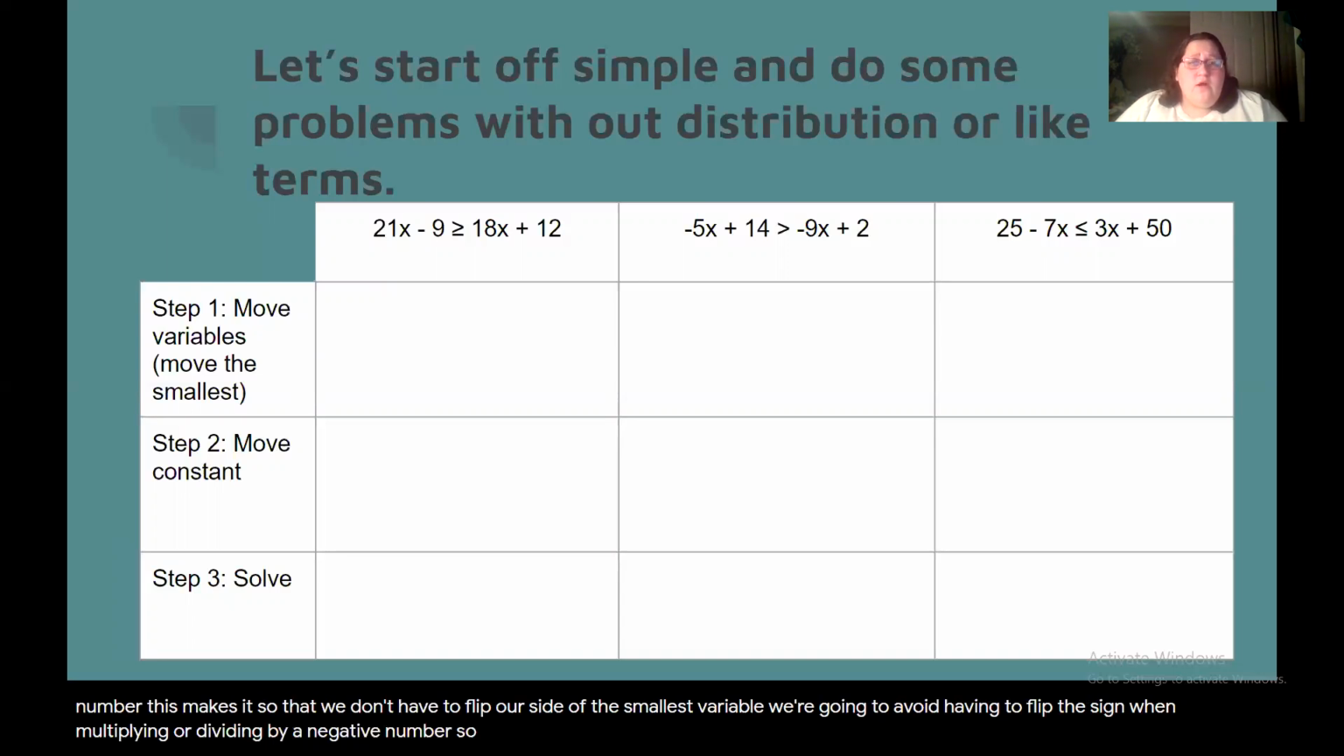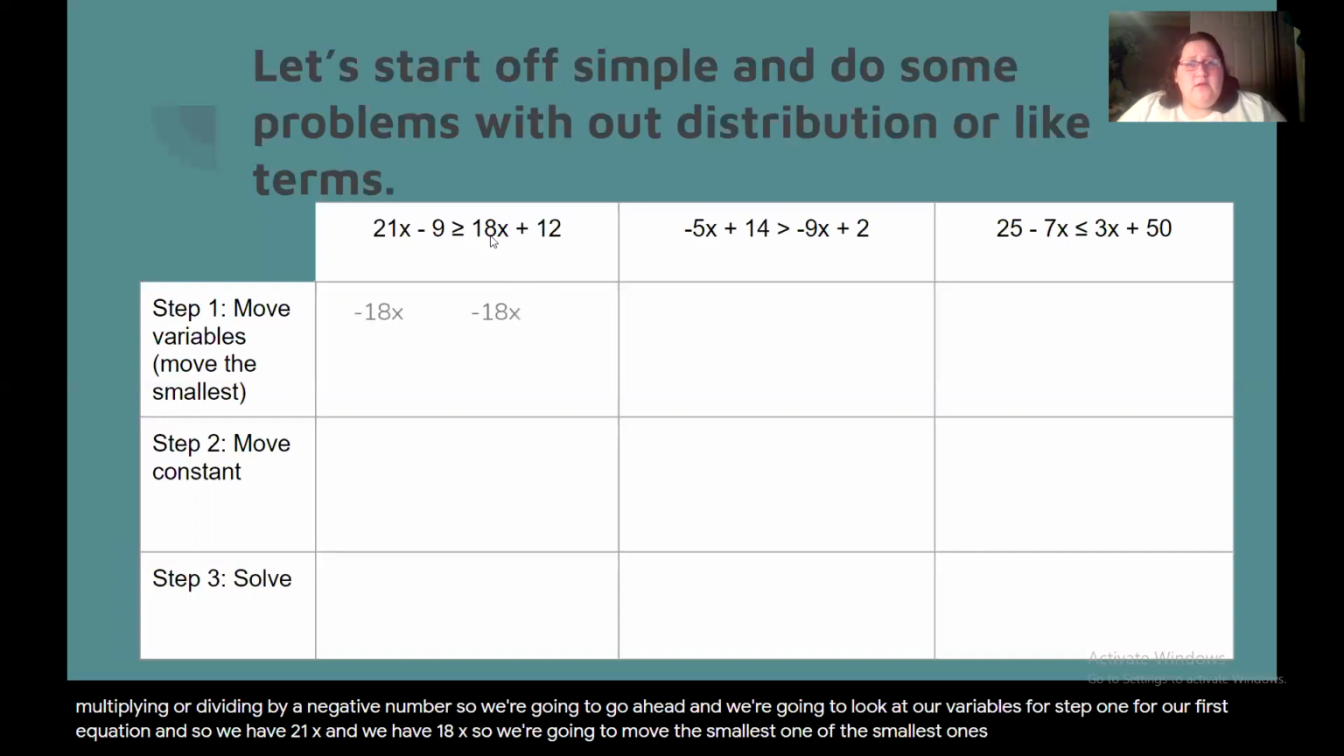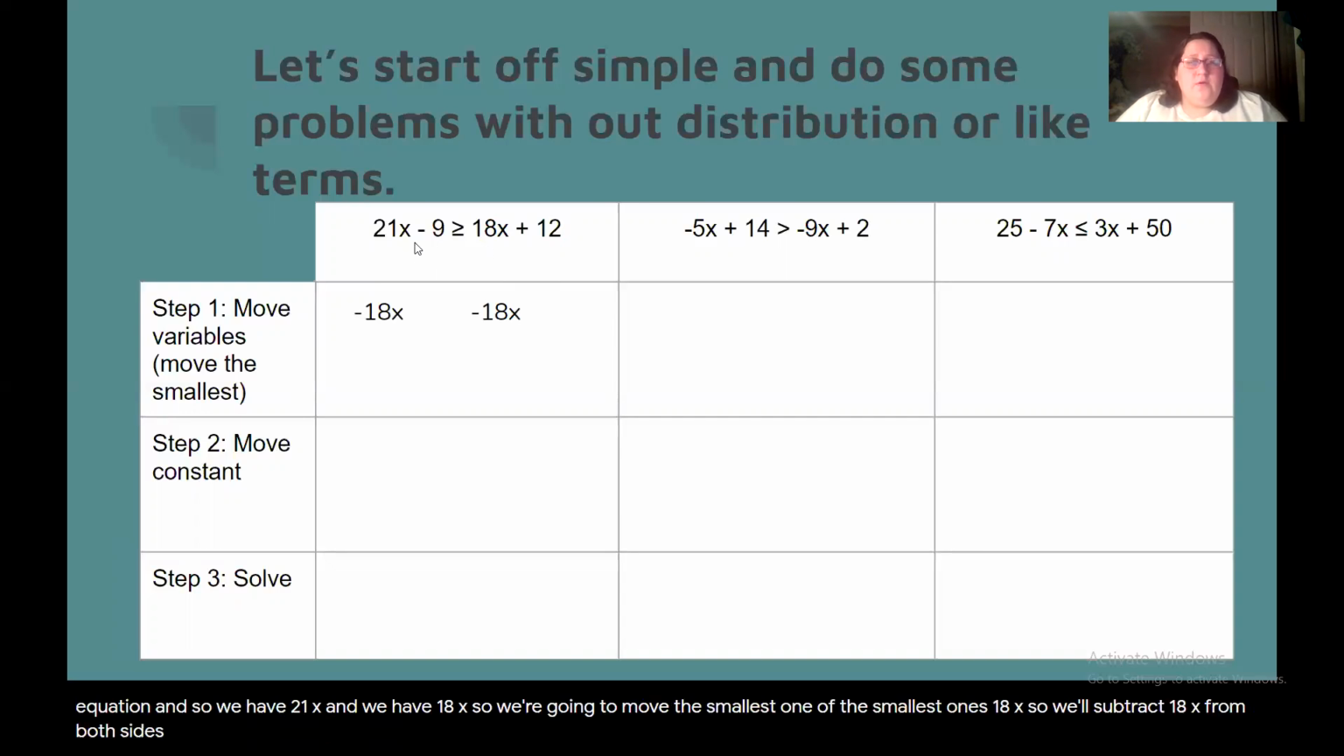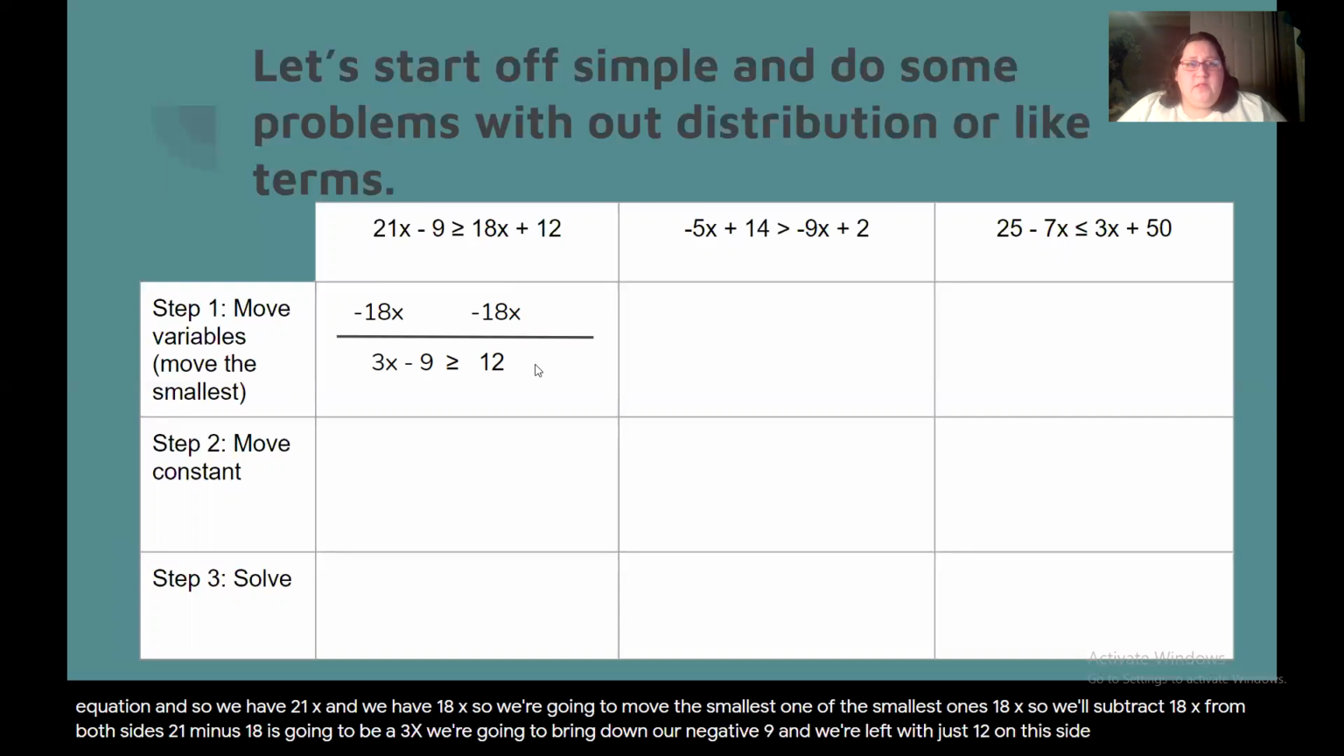So we're going to go ahead and look at our variables for step 1 for our first equation. And so we have 21x and we have 18x. So we're going to move the smallest one, and the smallest one's 18x. So we'll subtract 18x from both sides. 21 minus 18 is going to be a 3x. We're going to bring down our negative 9, and we're left with just 12 on this side.